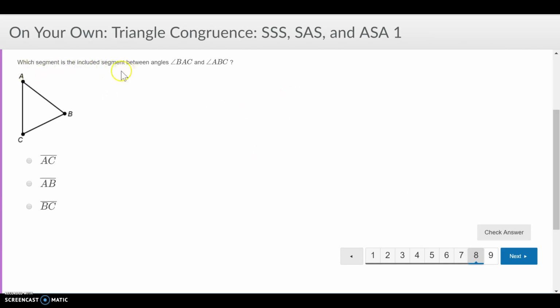Alright, which segments include segments between angles BAC, that's this angle here, and ABC, this angle here. So the segment in between there is AB. Alright, last one. Which angle is included for sides AB and BC? That's angle B.